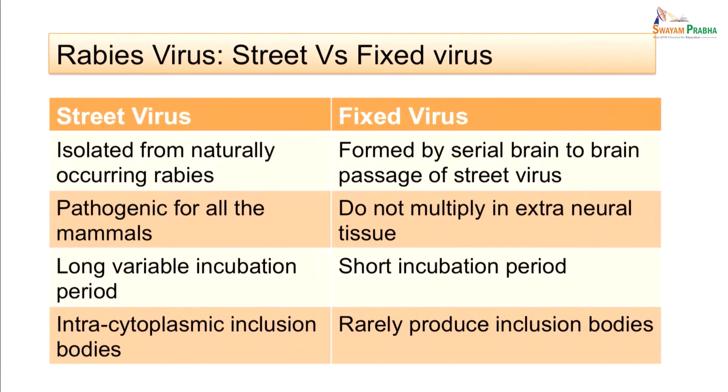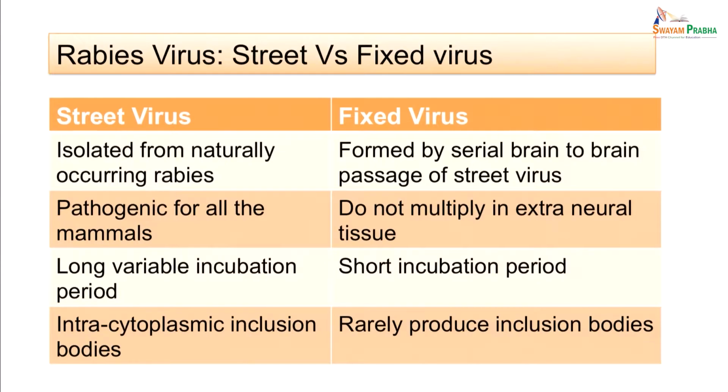Now, when the rabies virus is isolated from naturally occurring rabies cases, it is pathogenic to almost all mammals, warm blooded animals, and it has a long incubation period. This virus, which is isolated from naturally occurring cases of rabies, is known as street virus. It is pathogenic for all mammals, it has a long variable incubation period, and it shows formation of inclusion bodies in the infected cell.